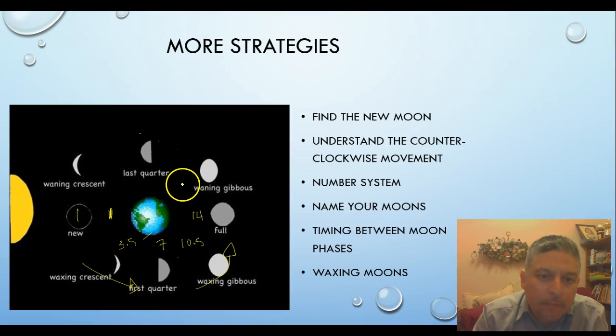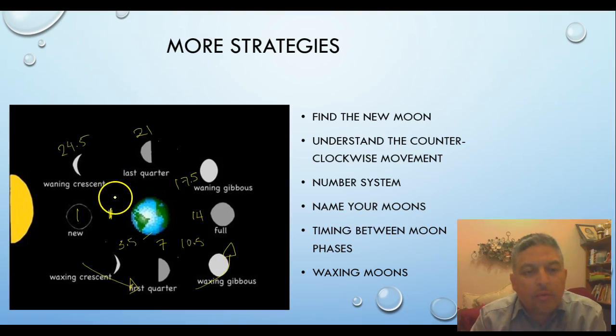That will be about 17.5 days later you'll have your waning gibbous, and about 21 days later you will have your last quarter moon. A couple days more and you will have, what is it, 24.5, your waning crescent, and then once again, about 28, 29 days later, you will have the new moon again.